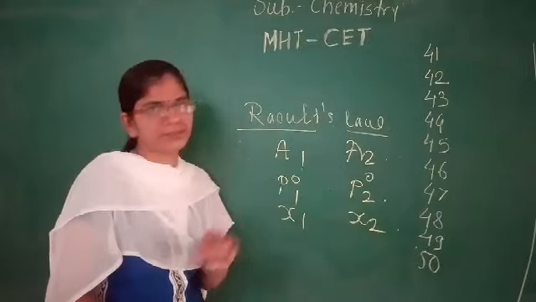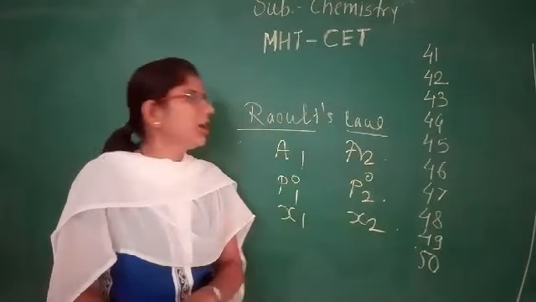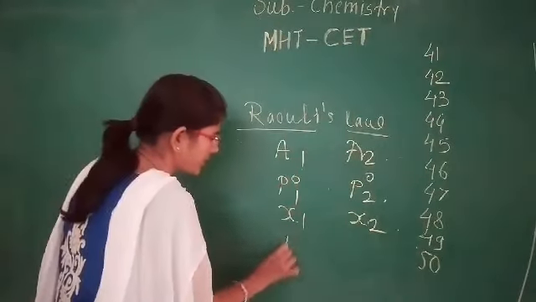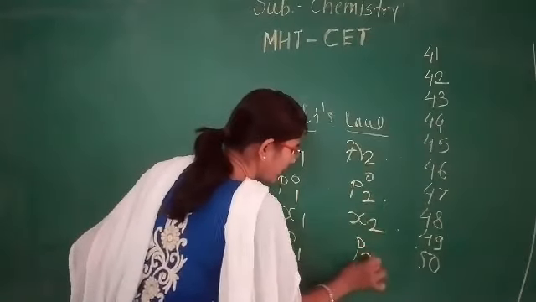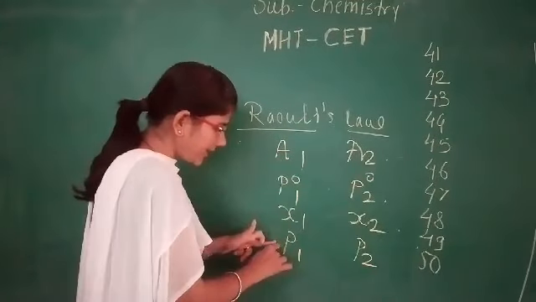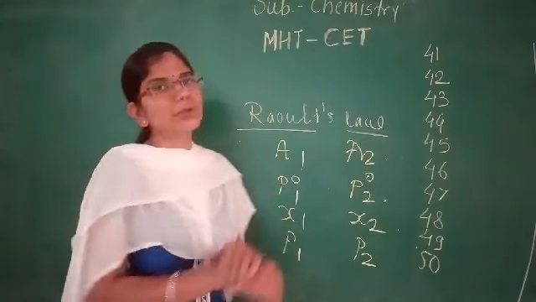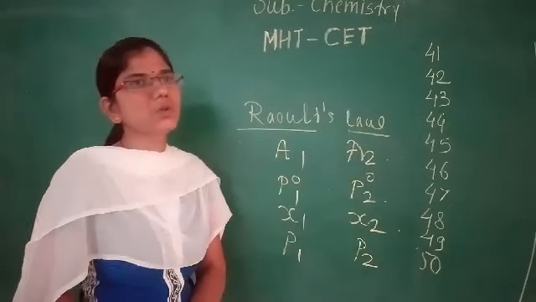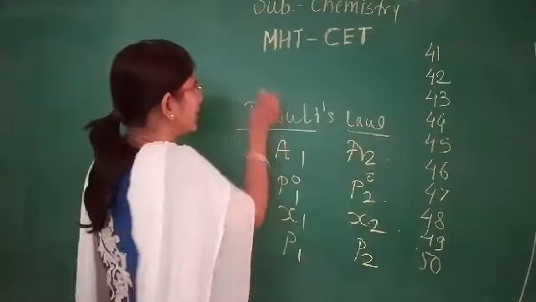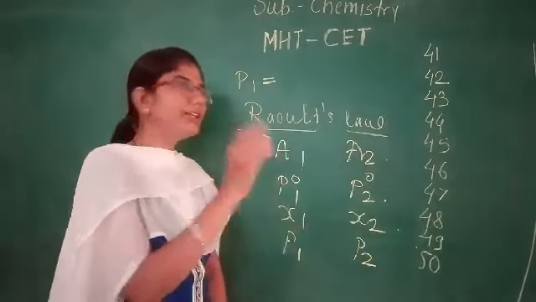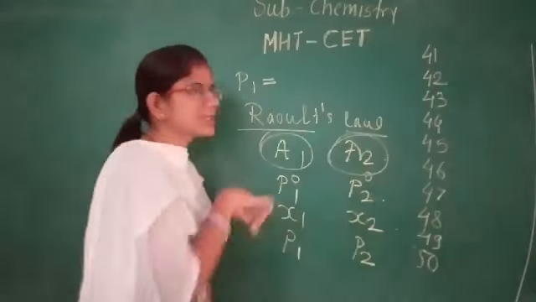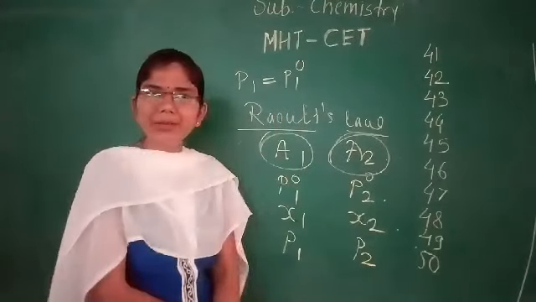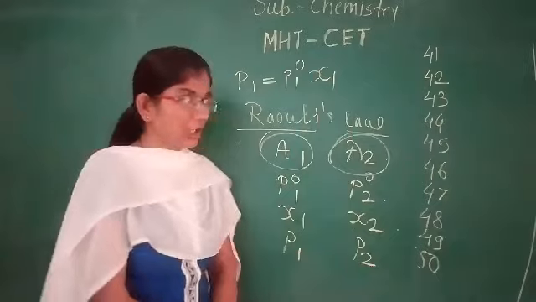the partial pressure on each component, let us call it P1 and P2, where P01 is the vapor pressure. This is the partial pressure. According to Raoult's law, remember the statement, because we will have to solve some MCQs on it. According to Raoult's law, the partial vapor pressure on each component is equal to the vapor pressure of that component into the mole fraction of that component.